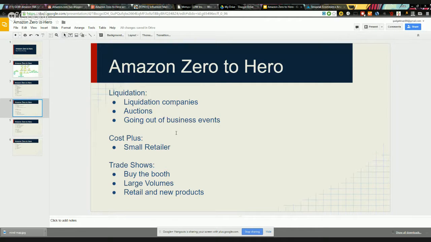Other places I like to look are going out of business events. When retailers and other companies go out of business, generally their assets are auctioned off. And in the newspapers, they have to, especially if they're a corporation, notify the public that these assets are available for sale. The funny part is not that many people show up to many of them.